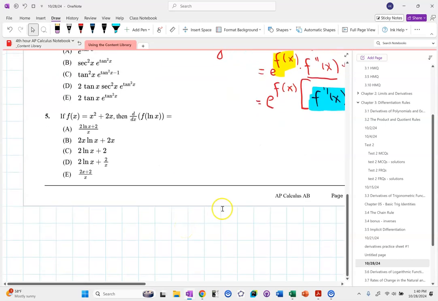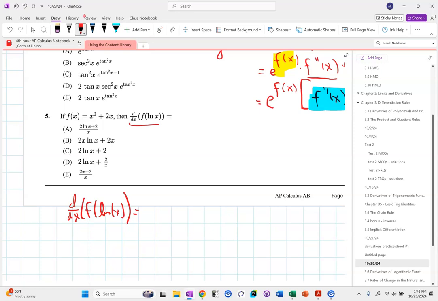Okay. It says that f of x is equal to x squared plus 2x. Then the derivative of f of the natural log of x equals what? Well, let's just start here. When I look at that, it's an obvious chain rule, right? Because I have f as the outer function and ln of x is the inner.